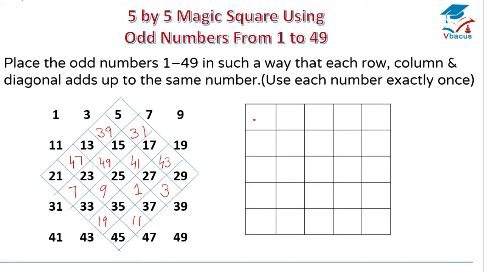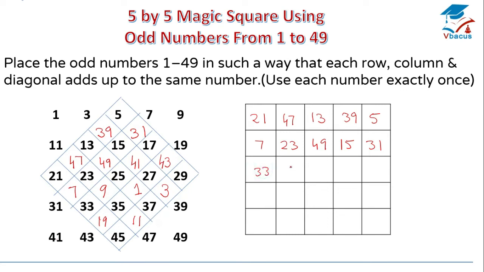Let us write 21, 47, 13, 39, 5, 7, 23, 49, 15, 31, in next row.